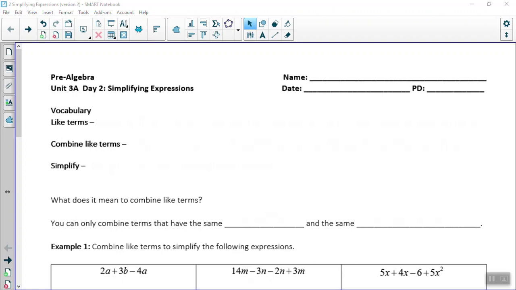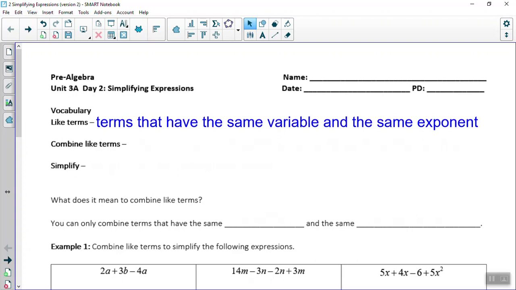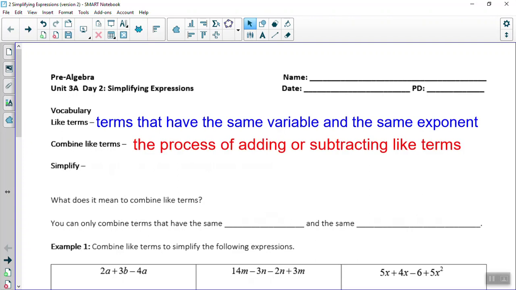Let's take a look at our vocabulary. Like terms are terms that have the same variable and the same exponent. Combining like terms is the process of adding or subtracting like terms. Simplify means to put in the simplest form.